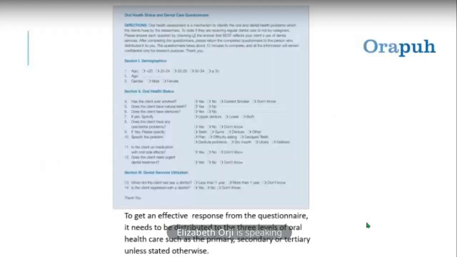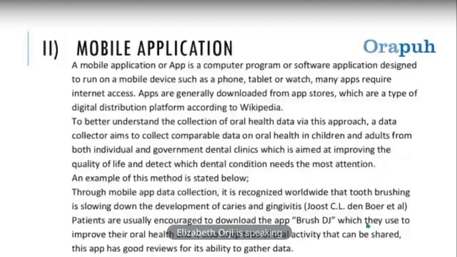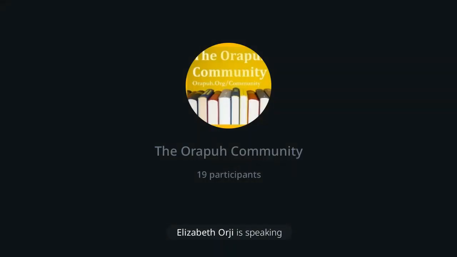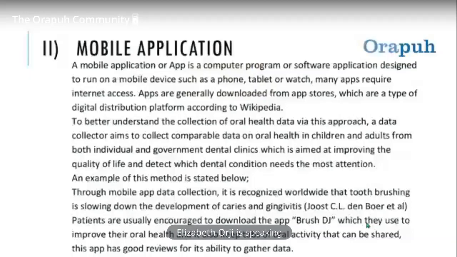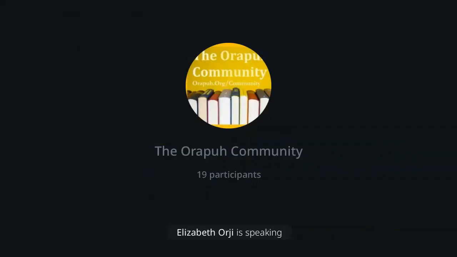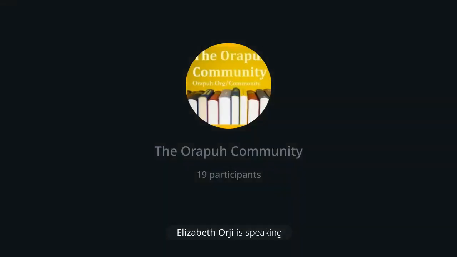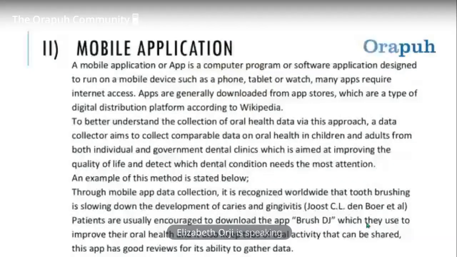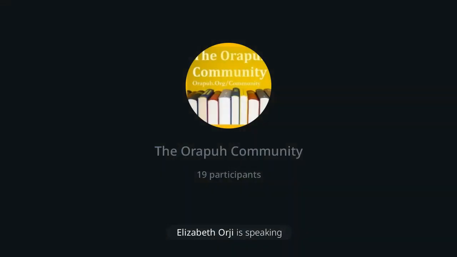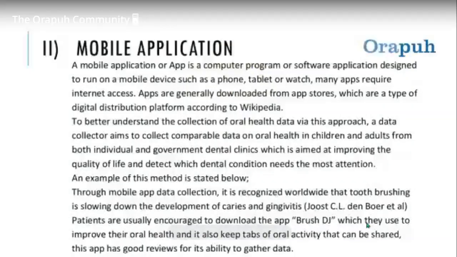So next is mobile application. I know we are very conversant with our phones, but it's a shock that a lot of times we don't know that our mobile phone can actually be used to collect data. Presently in Nigeria, we don't even have anybody with an oral health data collection mobile app. The only one I saw online when I was doing my findings, which a lot of people recommended as very effective, was what they call Brush DJ.